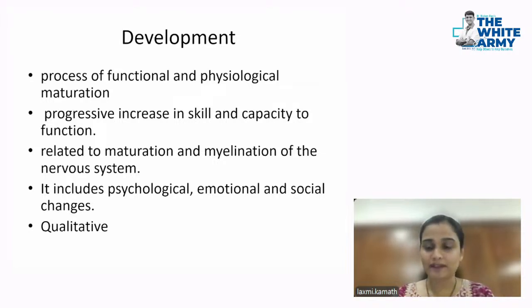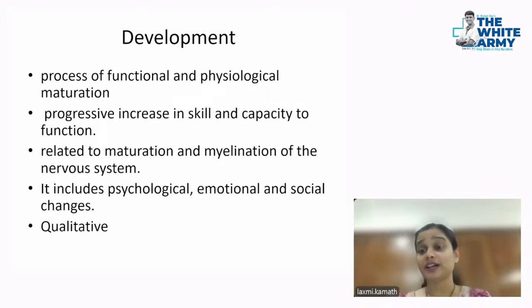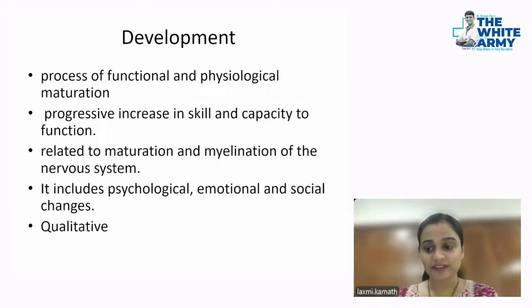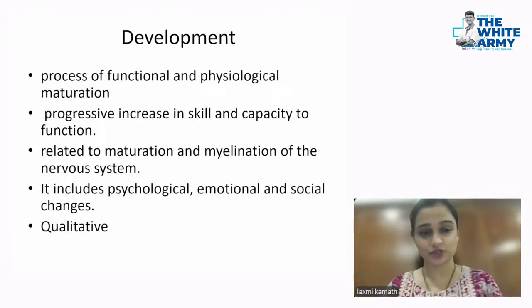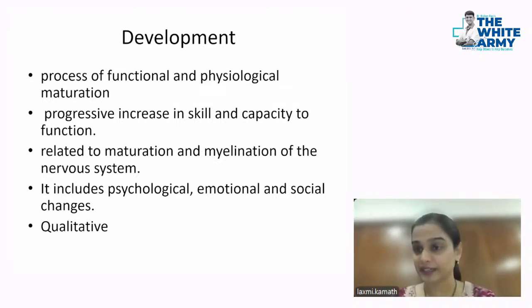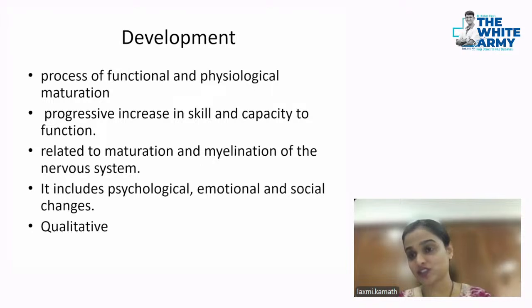Now, for this to happen, there should be maturation and myelination of the central nervous system. Plus, this not only involves gaining skills, it also involves psychological, emotional, and even social development. That is why even autistic spectrum disorders, where social development is the issue, are included in developmental delays these days. So basically, this is a qualitative change, whereas growth is a quantitative change that we see.